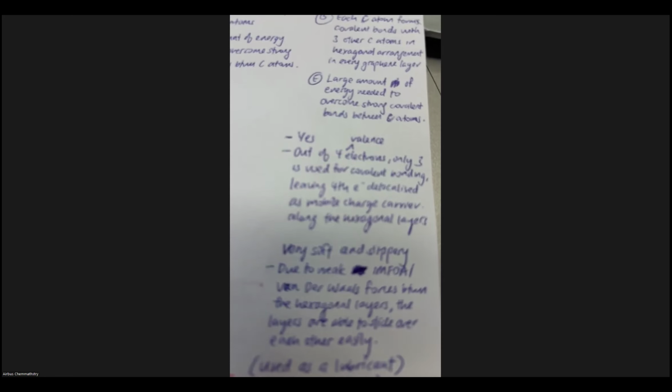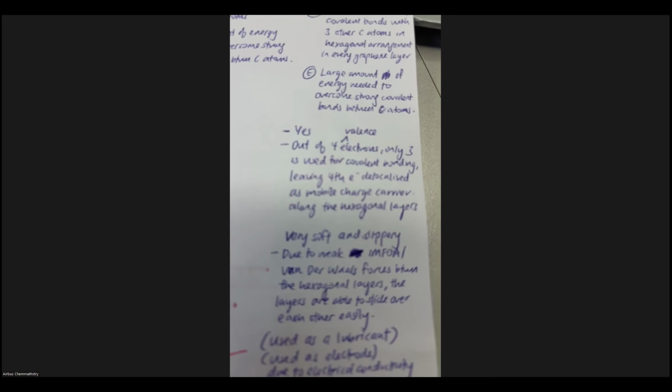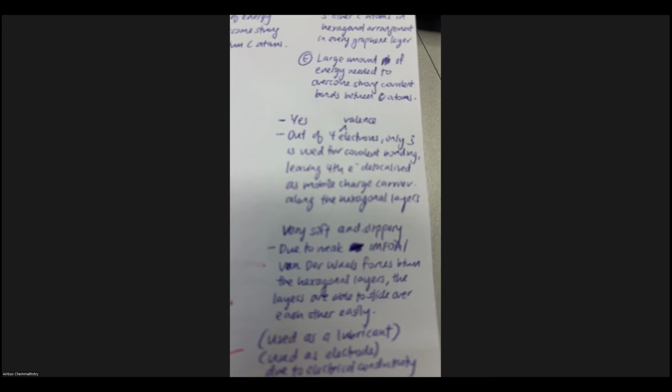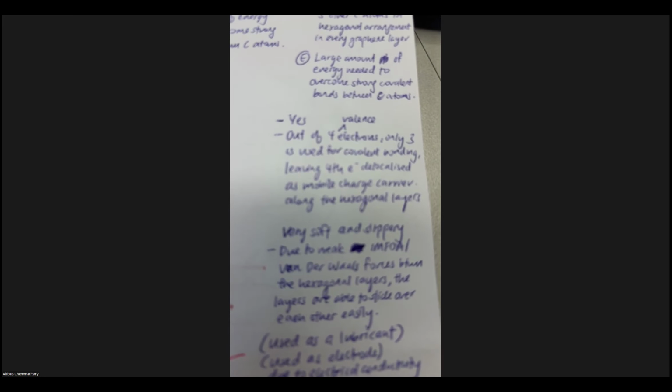But then for graphite, right? For graphite, out of four valence electrons of carbon, only three are used for covalent bonding. So there is one lone electron that is left. And this one electron is basically delocalized, right? So that is why it is free to act as a mobile charge carrier, right? And move along the hexagonal layers.